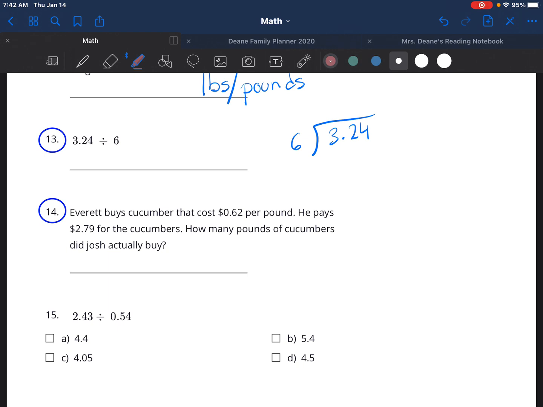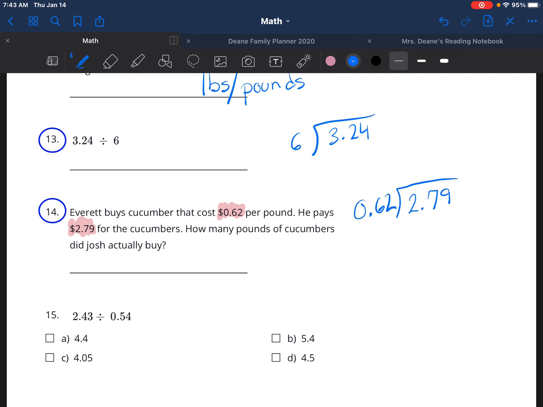14, Everett buys cucumbers that cost 62 cents per pound. He pays $2.79 for the cucumbers. How many pounds of cucumbers did, and it should say Everett actually buy. So again, you just have to simply divide. So you put $2.79 on the inside and 62 cents on the outside.